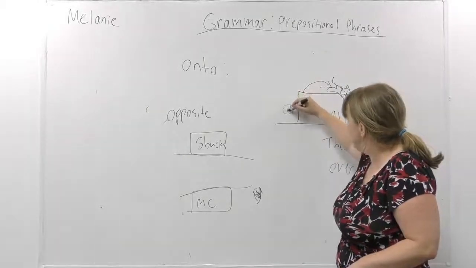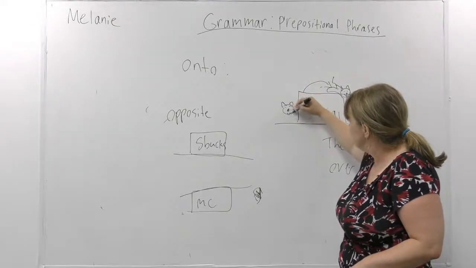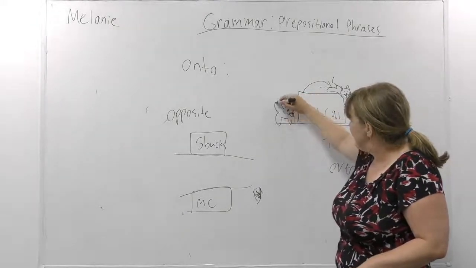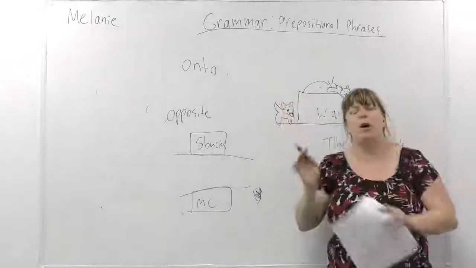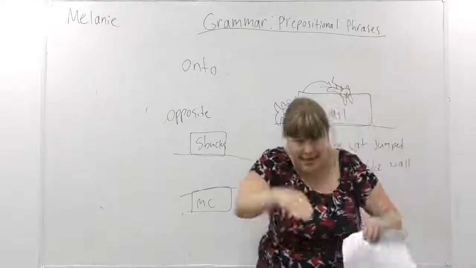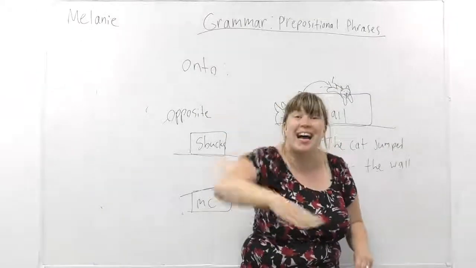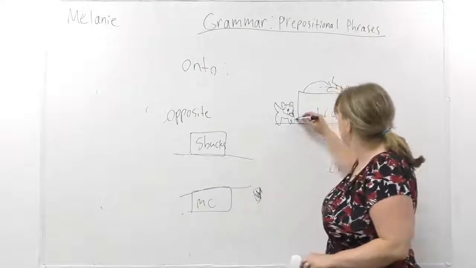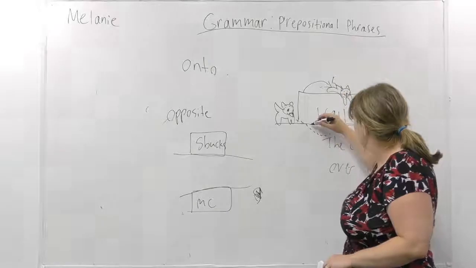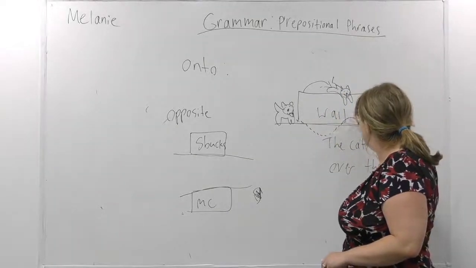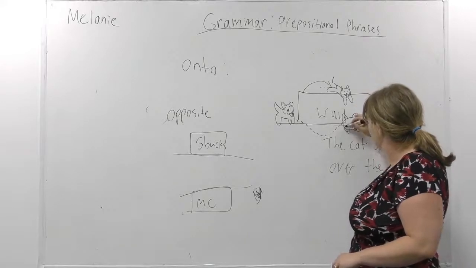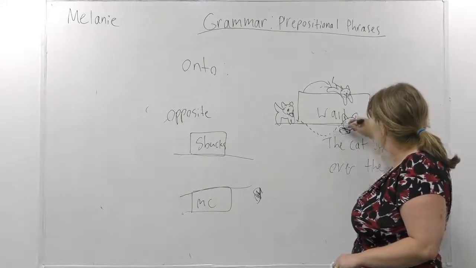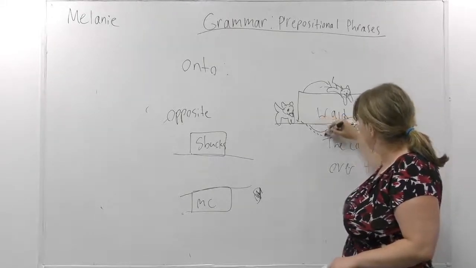So let's say we have a dog, and let's say the dog wants to catch the cat, but the dog can't jump over the wall. So what's it going to do? It's going to dig a hole under the wall. So let's say then the dog popped out over here, after it dug a hole under the wall.